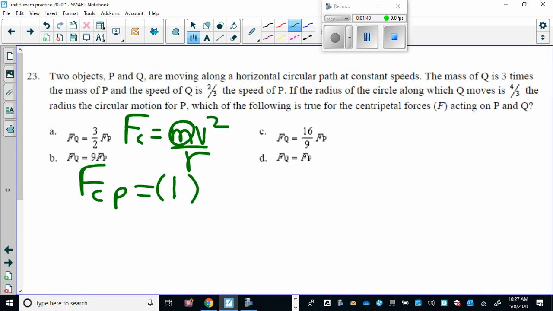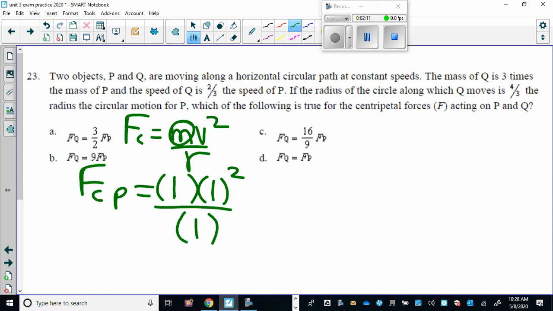Then it says the speed of Q is 2/3 the speed of P. So if Q is 2/3 the speed of P, what's the speed of P? You got it. It's also 1, and therefore the speed of Q is going to be 2/3. If the radius of the circle Q moves in is 4/3 that of P, what's the radius of P? Once again, it's just 1.